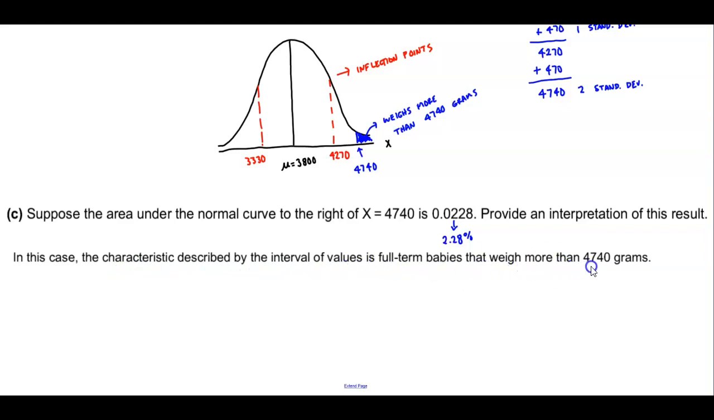So the characteristic described by the interval of values is full-term babies that weigh more than 4,740 grams. What that means is we have a probability of 0.0228 that weigh more than 4,740 grams, or we can say that it's 2.28% that weighs more than 4,740 grams.